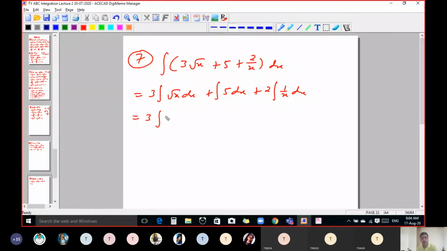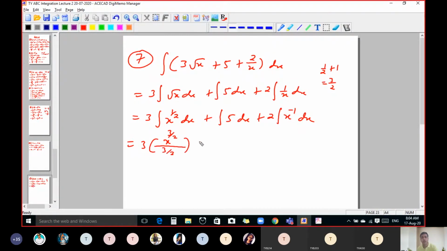Now this root x you can write as x raised to 1 by 2 plus, either you can take 5 outside or keep this as it is, it's one and the same thing, and this is 1 upon x, so you can write x raised to minus 1. And now integration of x raised to 1 by 2, so what you require to do, 1 by 2 plus 1, so taking 2 LCM we get 1 plus 2, 3, so we get answer 3 by 2 upon 3 by 2, plus integration of 5 is 5x plus 2.